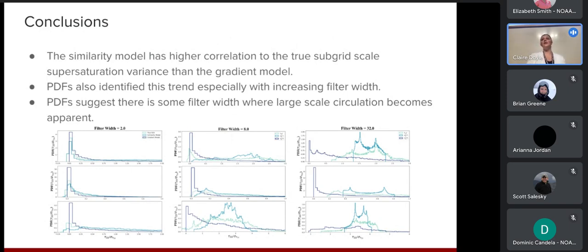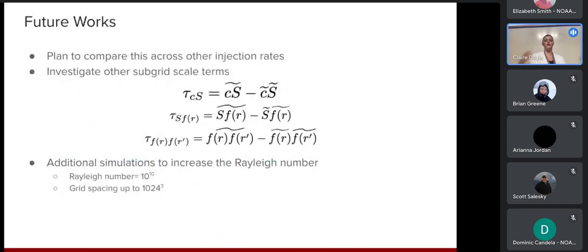But we also do find here that there is some suggestion that we can filter too much, and then we're getting the large scale circulation, and that becomes apparent, and we're not really doing that. We want to know what the small scale turbulent features are showing. So this is definitely something that we're going to have to continue to look into with the future works.